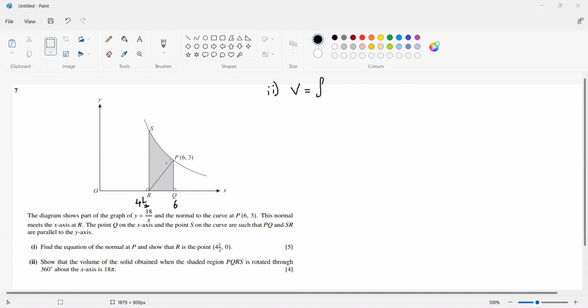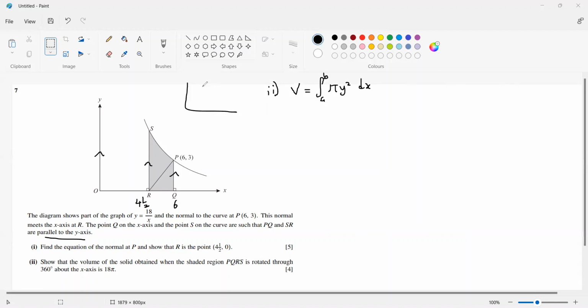So we're taking the value of x for these both places. That's the meaning of the parallel line. If you're wondering, parallel to the y-axis, that's what it tells us. That means S and R have the same x coordinate, and P and Q have the same x coordinate respectively. So the formula of the volume of revolution is pi integral of y squared dx, with the limits of a and b.